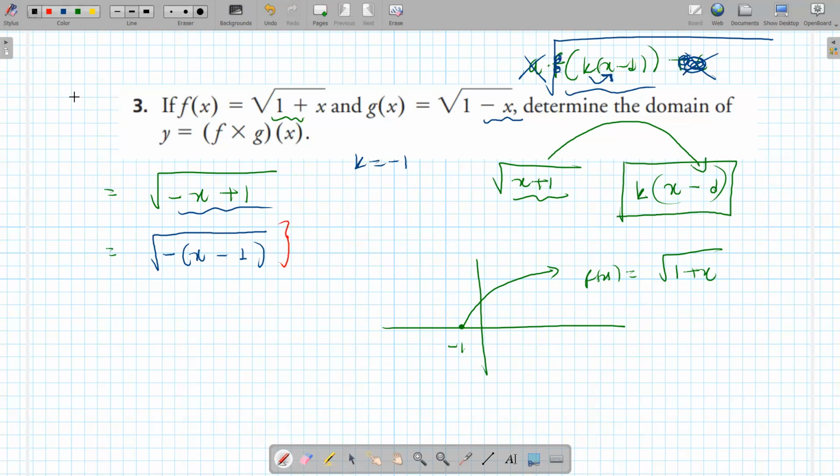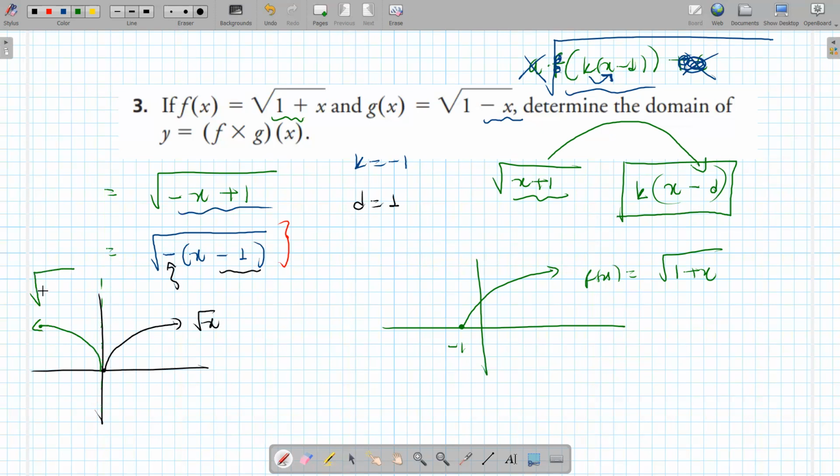So now what does this mean? You notice k is negative 1, yeah? But d is 1. If you compare this minus 1 with minus d, d is 1. If d is positive, it's going to go to the right. So again, we're going to start off with our parent function, square root of x. k being negative 1, or this negative sign, is a reflection on the y-axis. It's like putting a mirror on the y-axis and seeing what you get. This is what you're going to end up getting.